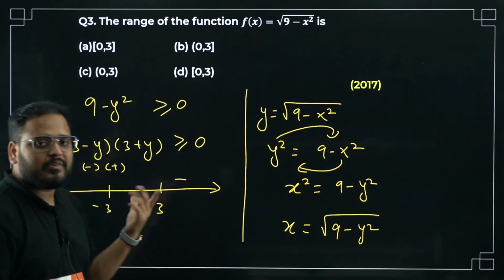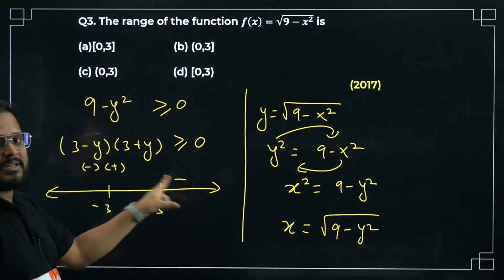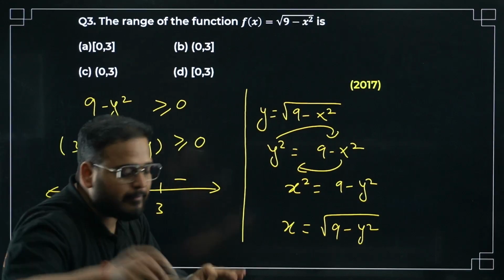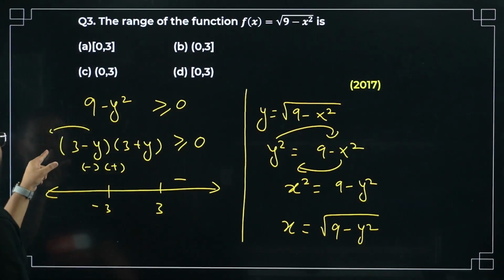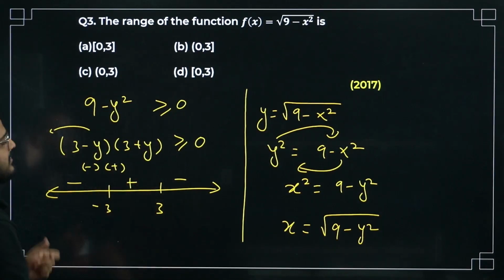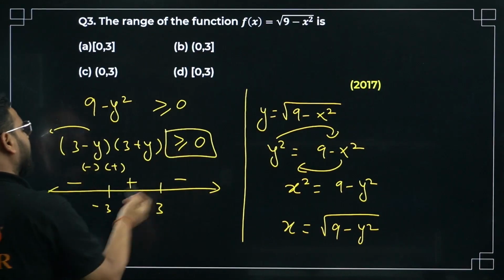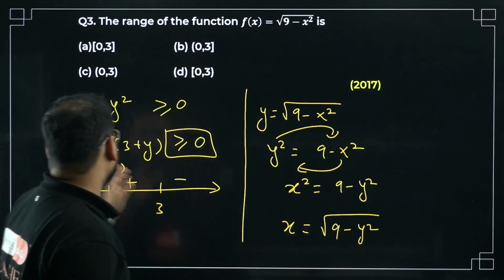If you know the wavy curve method, you can solve directly. Do one thing, take minus sign common, to make the coefficient of y positive. If you take minus sign common, it means you have to start from here with minus. It will become minus, plus, minus. You want positive, so the answer will become plus. Got your point? If not, don't worry, I'll show you from here.